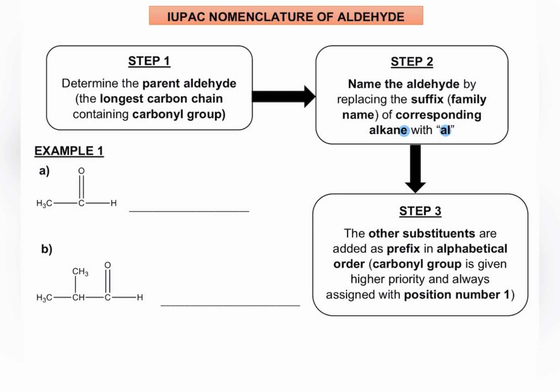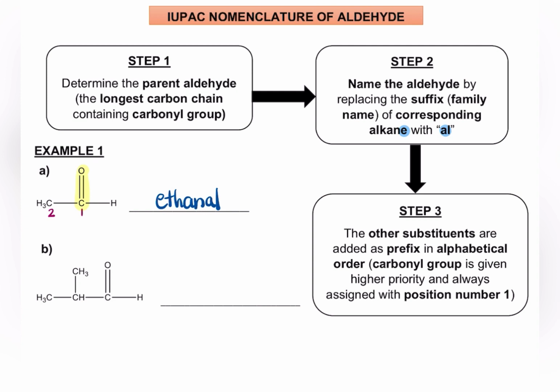Structure A has 2 carbon atoms, and as you see here, the carbon that holds the carbonyl group must be the first carbon for aldehyde. So this one is going to be the first carbon and this is going to be the second carbon. When you have an alkane with 2 carbon atoms, you call it ethane, but right now we are going to change the family name to aldehyde, so the name for structure A will be ethanal.